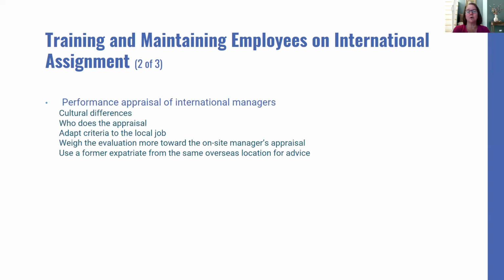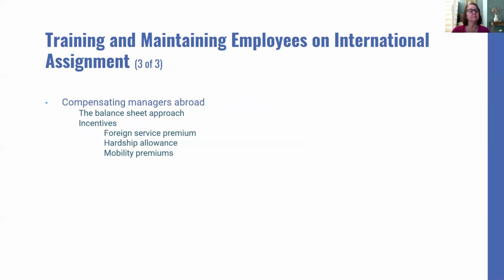Several things complicate appraising an expatriate's performance. So you've got cultural differences, who does the appraisal, adapting the criteria to the local job, weighing the evaluation more towards the on-site manager's appraisal, and then using a former expatriate from the same overseas location for advice is very, very good, because the job may be very different, and to appraise them based on US standards may not be appropriate.